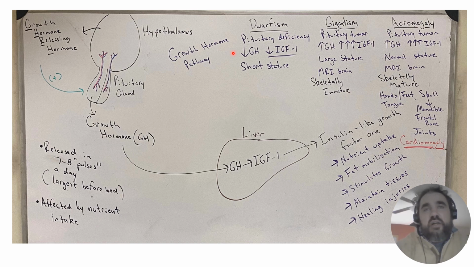So what's happening if a child is developing and they're going down, down, down on the growth chart, they're not growing? We check the growth hormone levels potentially, or the IGF-1 levels, and they're low. So these kids need growth hormone. This is the only FDA-approved reason for growth hormone: dwarfism or pituitary deficiency of growth hormone.